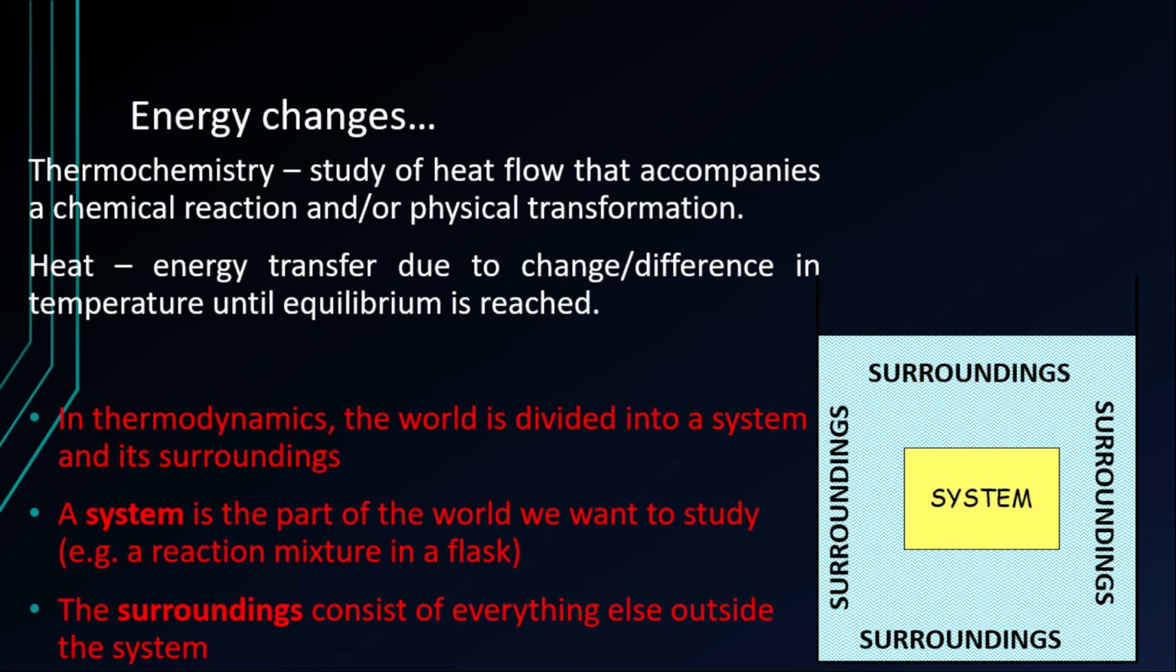In thermodynamics, the world is divided into a system and its surroundings. A system is a part of the world that we want to study. So for example, a reaction mixture in a flask. The surroundings consist of everything else outside the system or the entire universe.